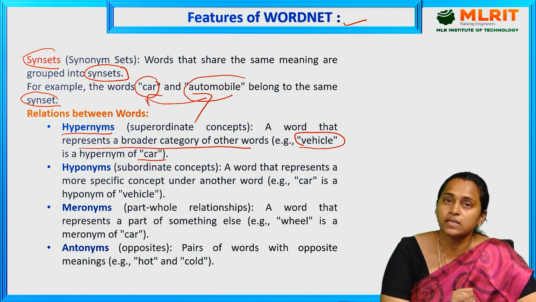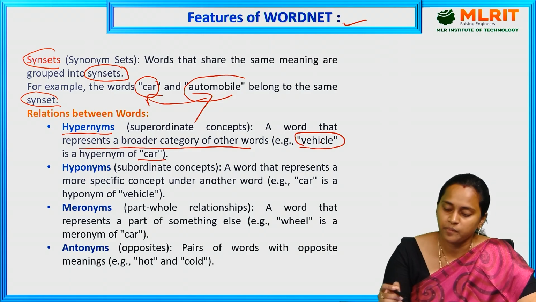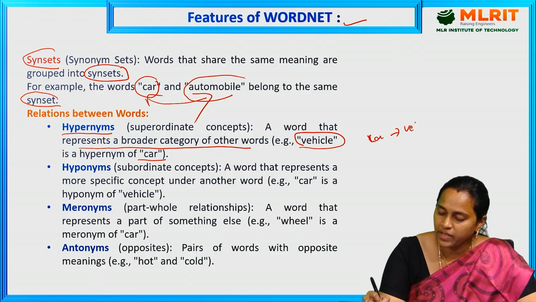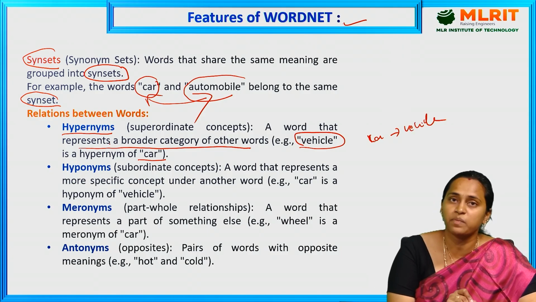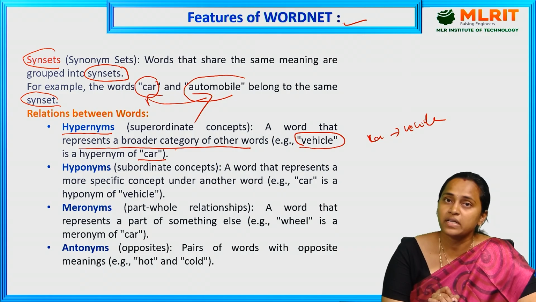The car is the hypernym to the vehicle. Here car is the hypernym to the vehicle. This is the example for the hypernyms. That means a word represents the broader category of the particular words.